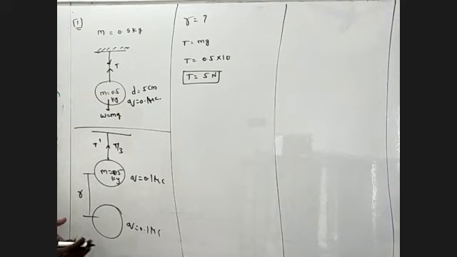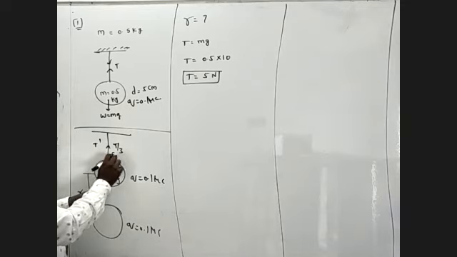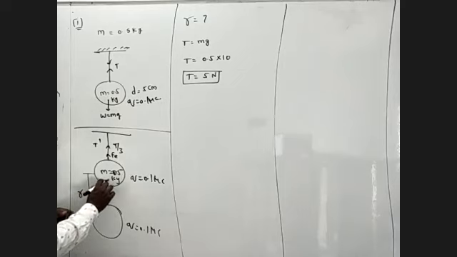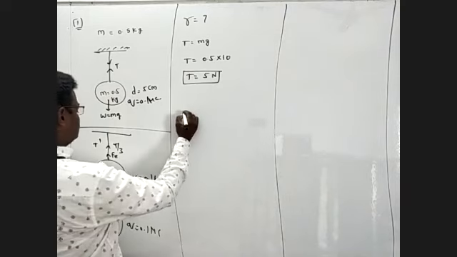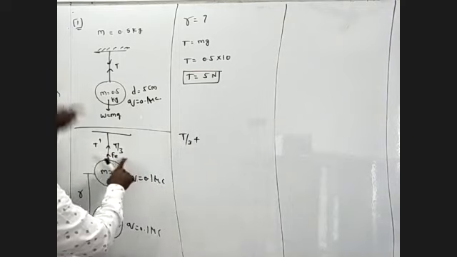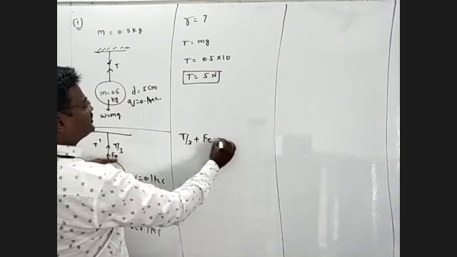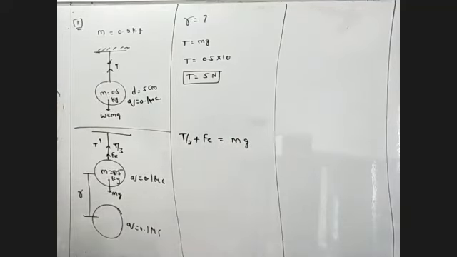Now we will see the charges. Both are positive charges. This positive charge will repel the other charge, giving an electrostatic force F in the upward direction. The weight acts vertically downward. At balancing condition, the tension T by 3 acts upward, the electrostatic force acts upward, and the weight acts downward. That is the logic for this question.